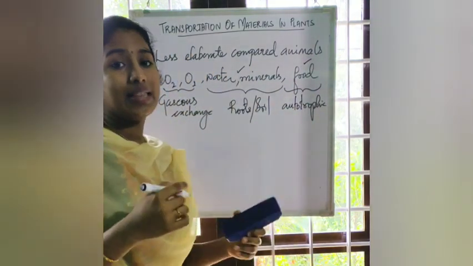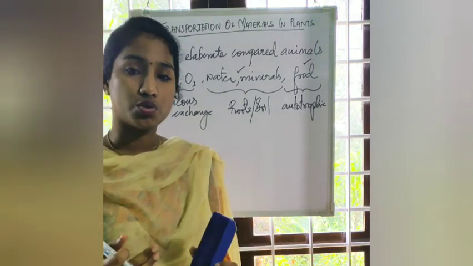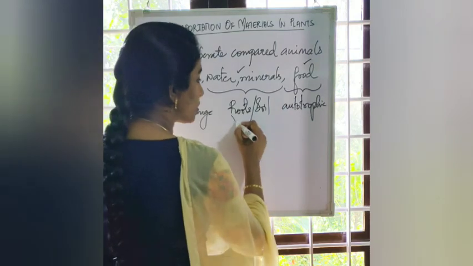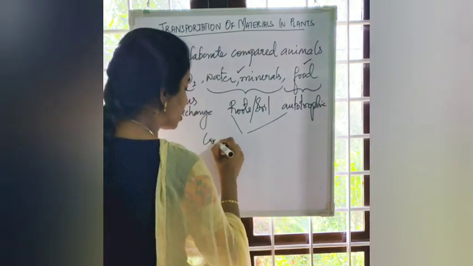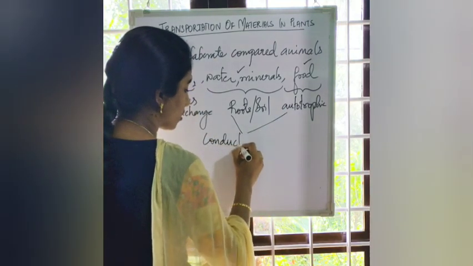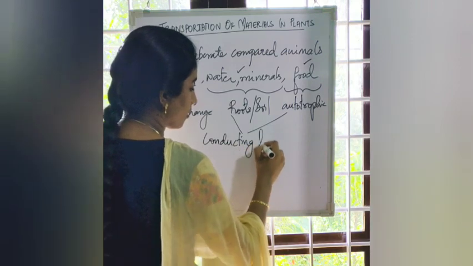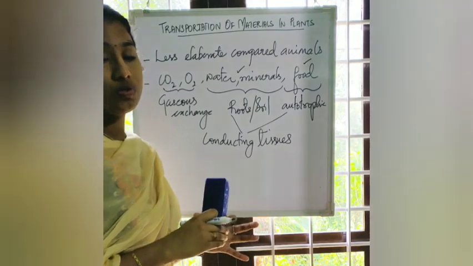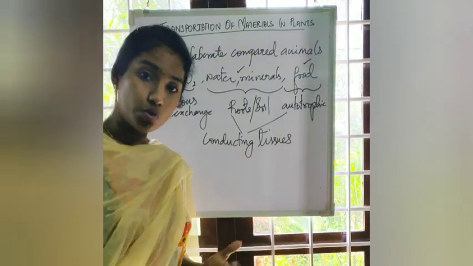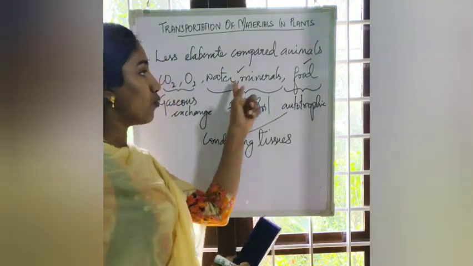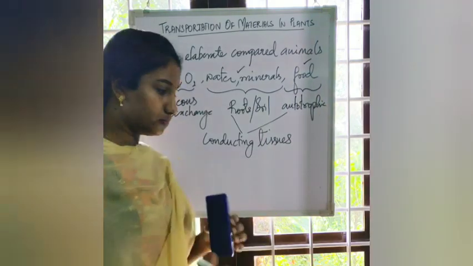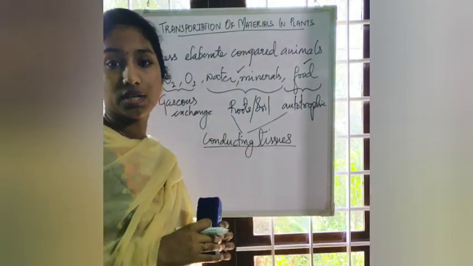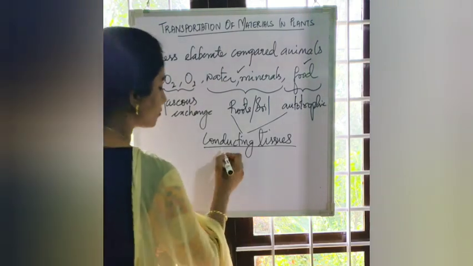In plants, there are special tissues which perform the function of transportation. Those tissues are called conducting tissues. So what are conducting tissues? These are the special tissues present in plants which are used for the transportation of water, minerals and food, called conducting tissues. You already know which the conducting tissues are.